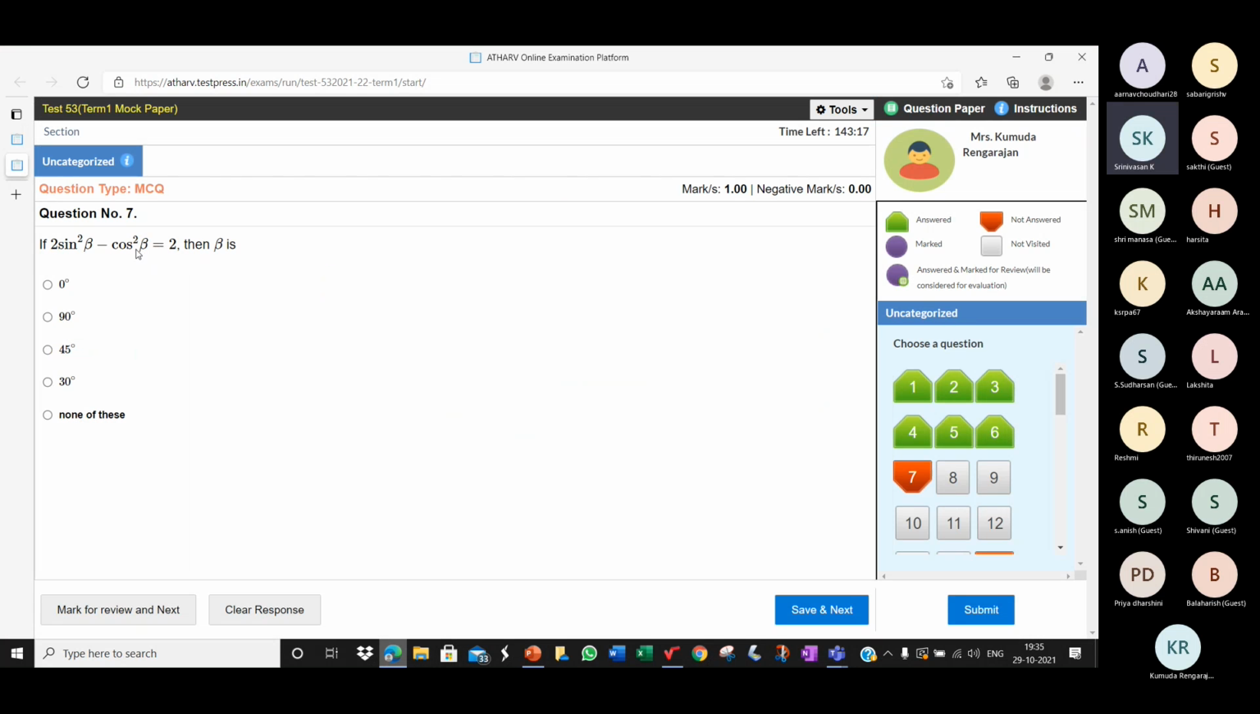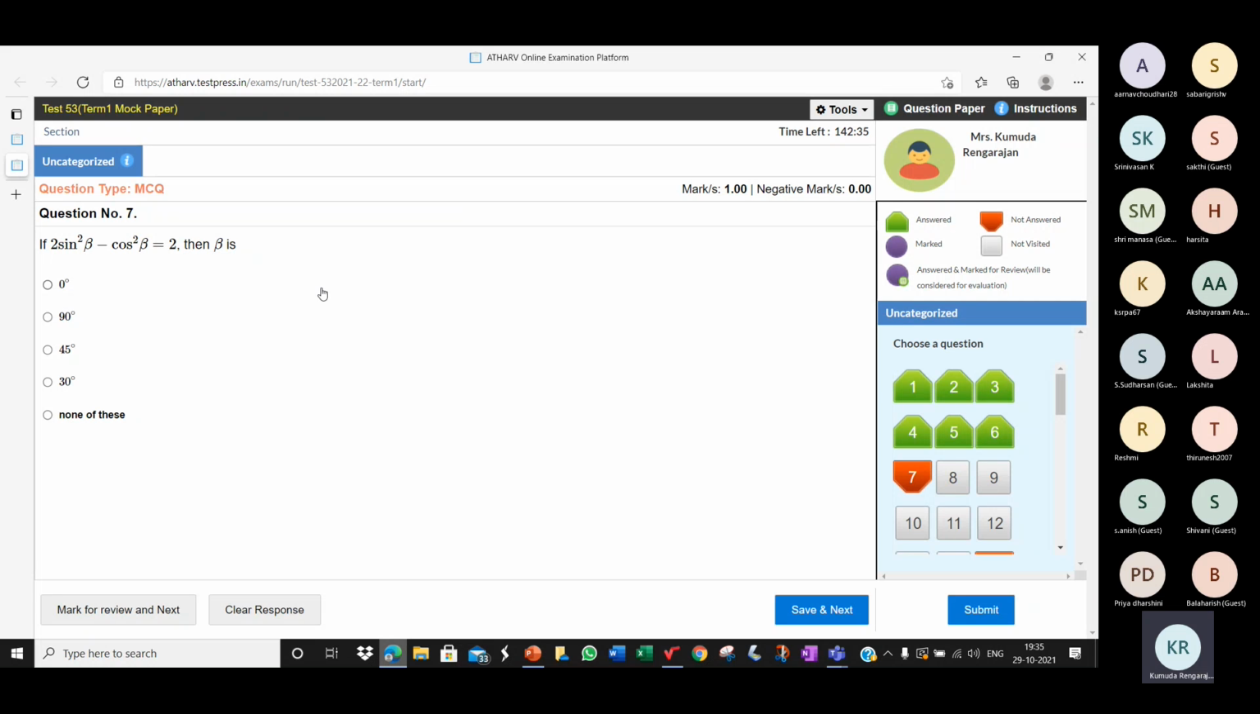Ma'am, I also got the answer using steps. Or you can also do this. Instead of cos square beta, cos square beta can be replaced with 1 minus sine square beta. Or you can replace sine square beta with 1 minus cos square beta. See, 2 into, let me replace sine square beta with 1 minus cos square beta, because we know that sine square beta plus cos square beta is 1. 2 open bracket, 1 minus cos square beta, close bracket. Minus cos square beta is equal to 2.